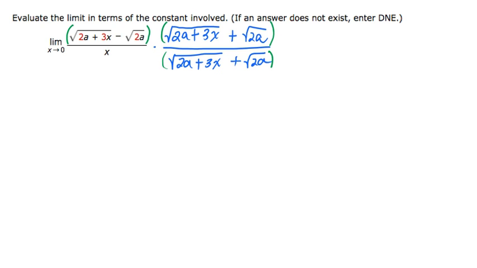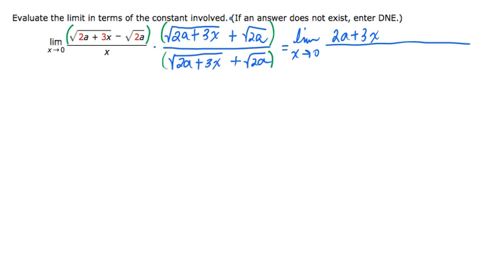Now in the numerator, we do want to distribute and FOIL because it will simplify a lot. That's the point of multiplying by the conjugate, is that root 2a plus 3x times root 2a plus 3x, that's a radical times itself, so the radical goes away because you're squaring it. So you get 2a plus 3x. Now my outside term would be root 2a plus 3x times positive root 2a, but my inside term is negative root 2a plus 3x times root 2a.